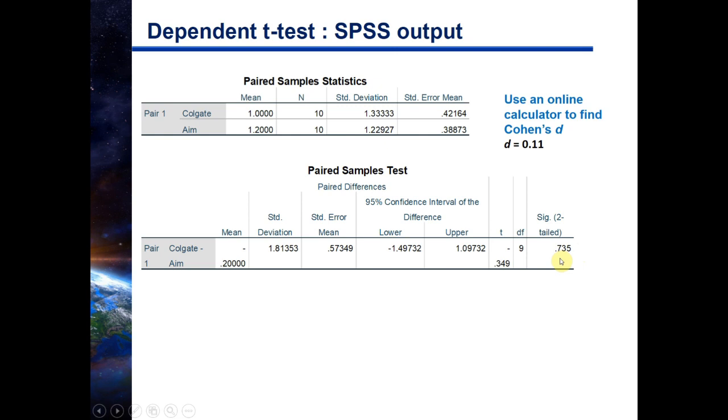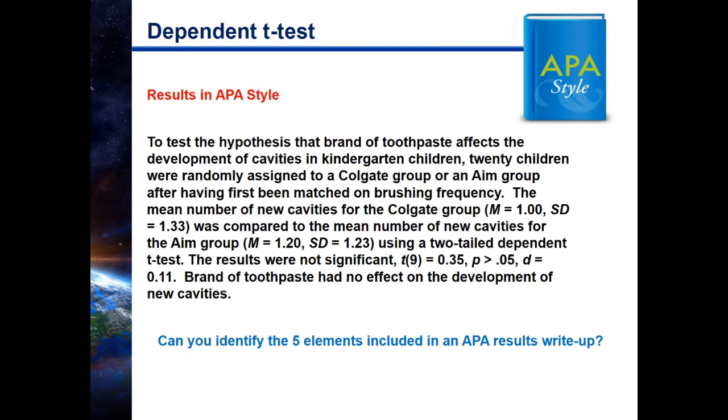This is not significant. So we can conclude that it probably makes no difference whether you use Colgate or AIM in terms of the number of cavities that you can expect. Of course, this is a hypothetical experiment, but that's what it would say. Let's look at how we would write up the results in APA style. Do you remember learning about the 5 elements in the write-up for the results? This would be a good time to practice. So if you pause the video, try and identify the 5 elements, and then resume the video. You'll get the most benefit out of it.